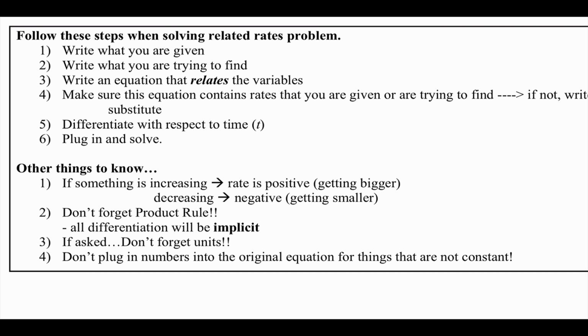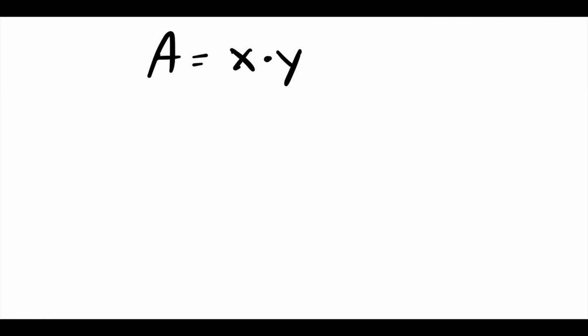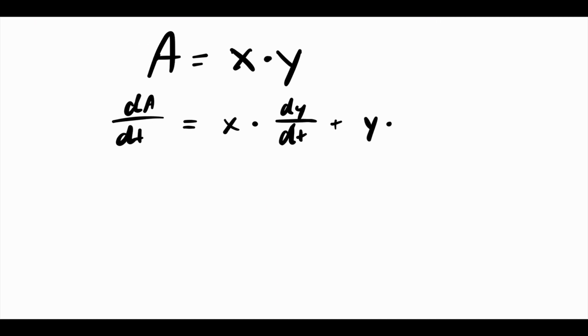Step 4, we're not going to worry about. We're going to go to step 5. Step 5 says differentiate. Find the derivative of that guy with respect to time. So what's the derivative of A with respect to time? dA over dt. Good. Equals. How do I find the derivative of x times y? Product rule, right? Product rule says the first times the derivative of the second. What's the derivative of y? Exactly. dy over dt plus the second times the derivative of the first, dx dt. There's the derivative.